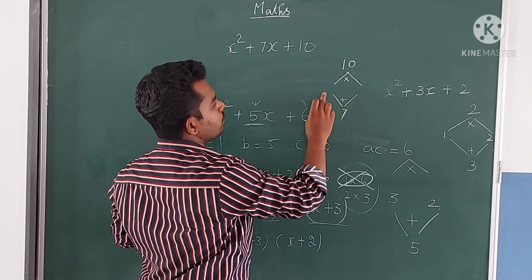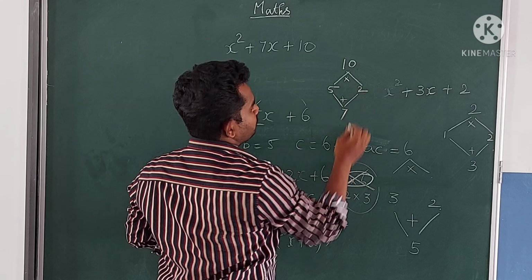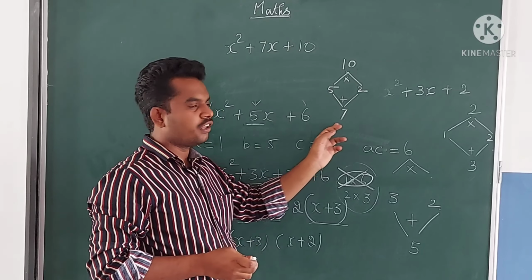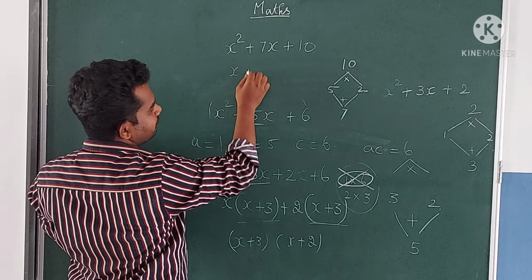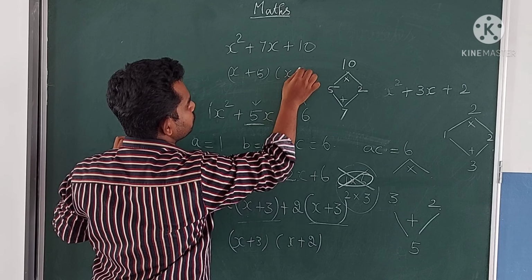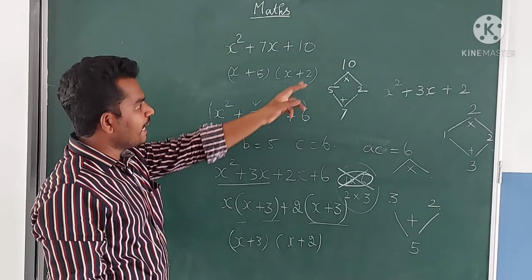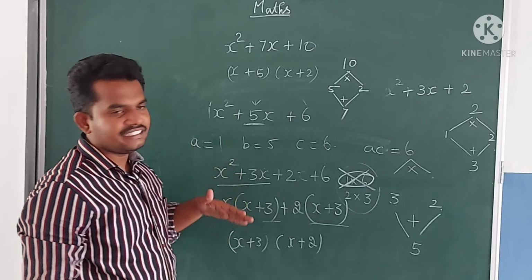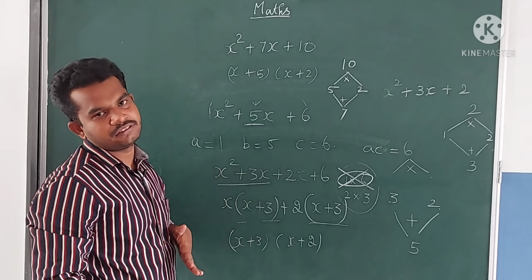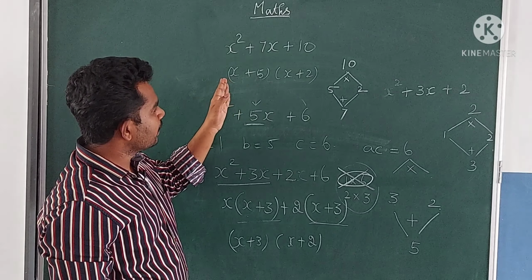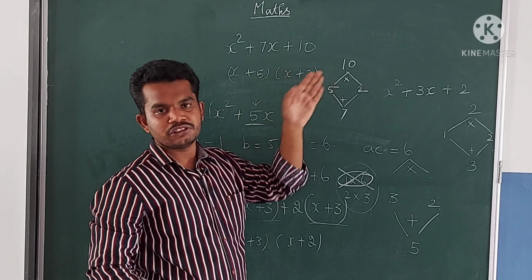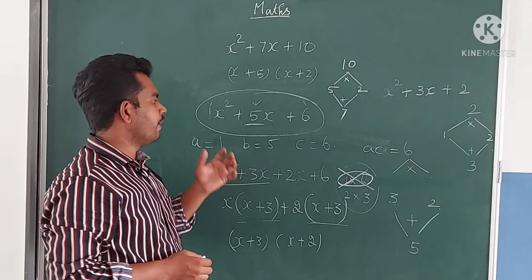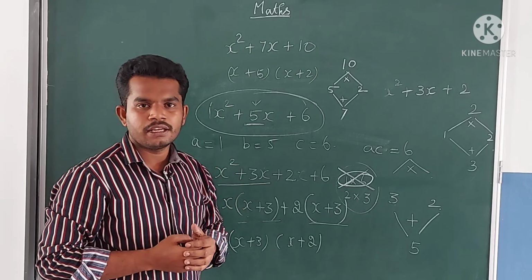Okay. So 5 into 2. 5 2s are 10. 5 plus 2 equals 7. So the factors are x plus 5, x plus 2. For higher standards the steps are not needed, but for 8th standard you should write the steps. Okay, so the factors are x plus 5, x plus 2. In this way you can find the factors for a quadratic polynomial.